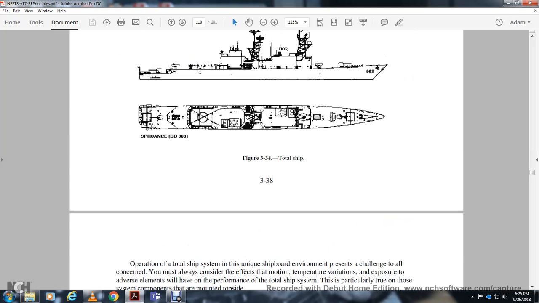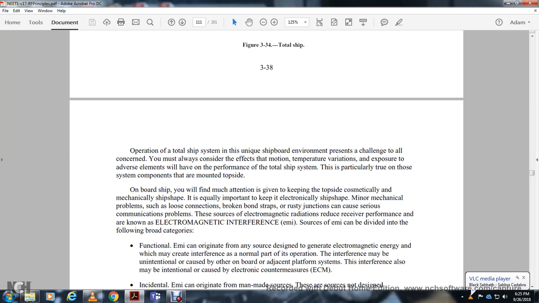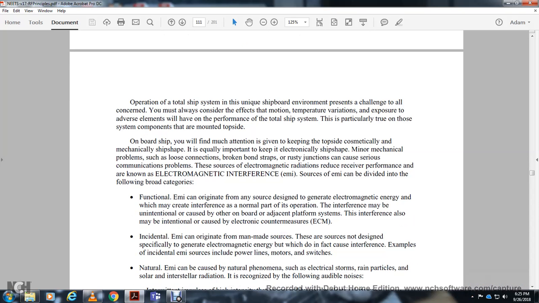Operation of the total ship in a unique shipboard environment presents challenges to all concerned. You must always consider the effect of motion, temperature variation, and exposure to adverse elements on the performance of the total ship. This is particularly true of some of the components on the topside. On the shipboard, you will find much attention given to keeping the topside cosmetically and mechanically shipshape. It's equally important to keep it electronically shipshape. Minor mechanical problems such as loose connections, broken bonds and straps, and rusty junctions can seriously affect communication.